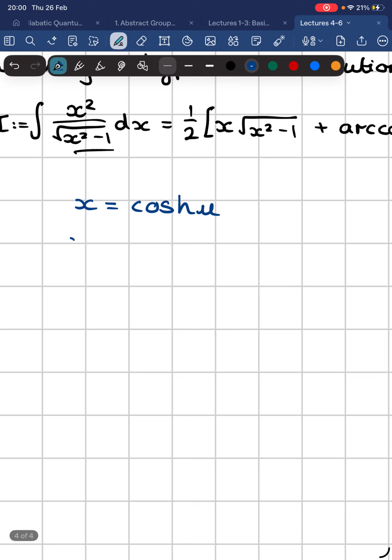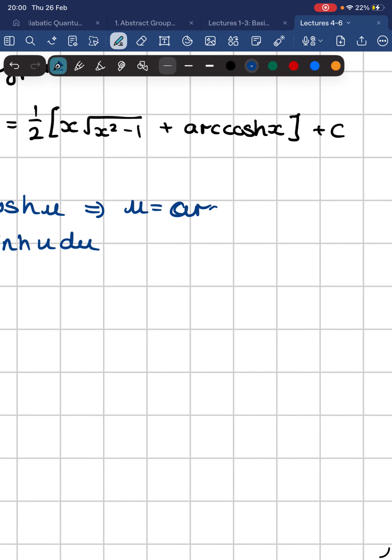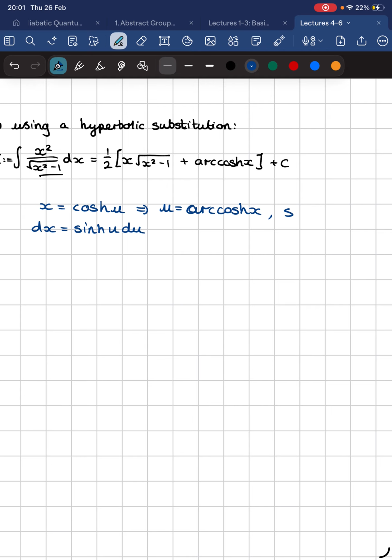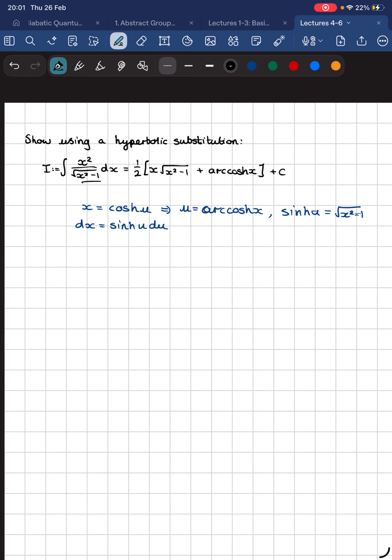Okay, so let's work out some things about this which you can use later in the question. If x equals cosh u, we have dx is equal to sinh u du. We also have that u is equal to arc cosh of x. And the whole reason we chose this substitution is because sinh of u is equal to the square root of x squared minus 1. Okay, so let's work through this question.